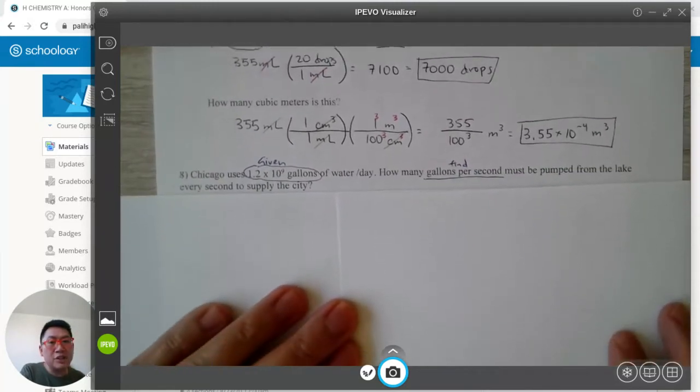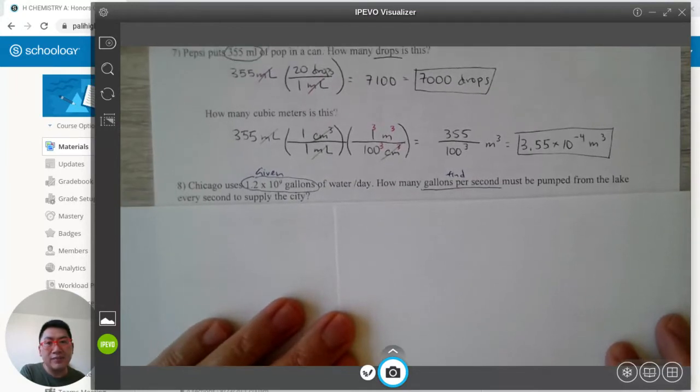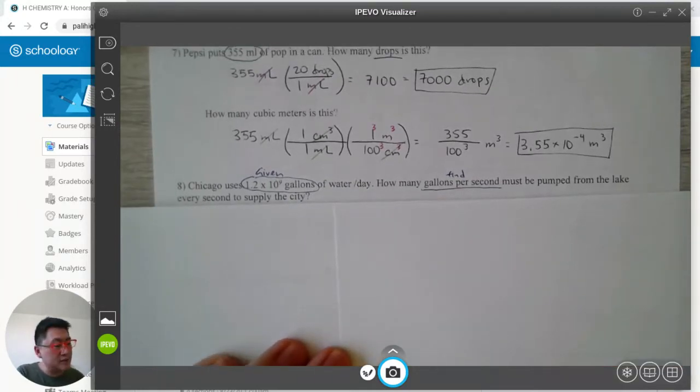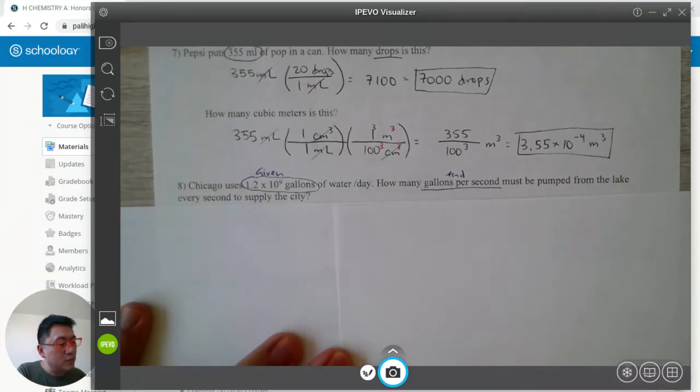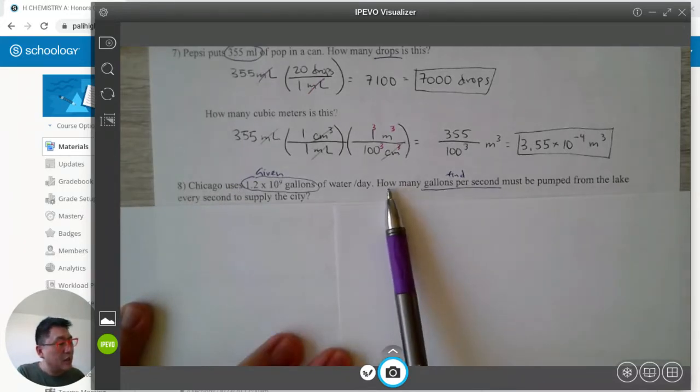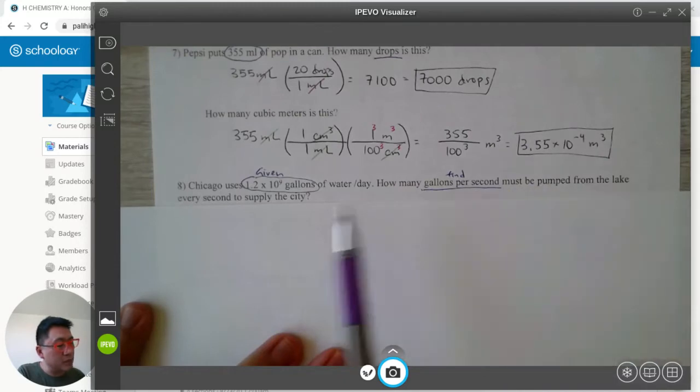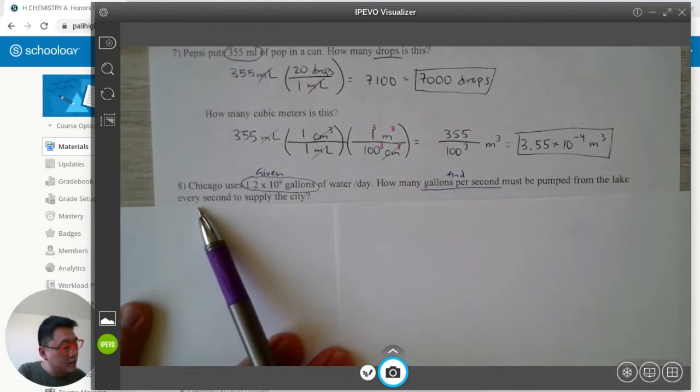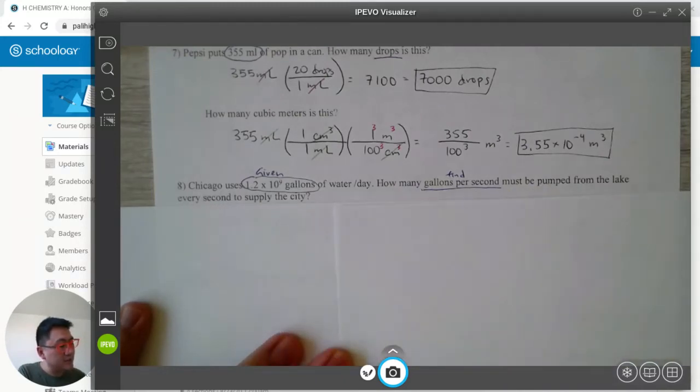Okay, going on to question number 8. Question number 8 says, Chicago uses 1.2 times 10 to the 9th gallons of water a day. How many gallons per second must be pumped from a lake every second to supply the city?